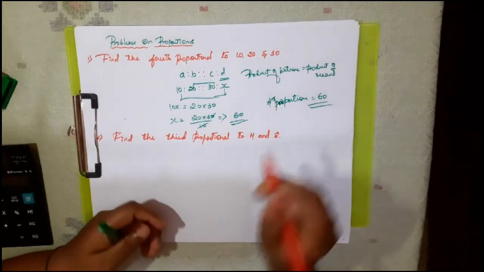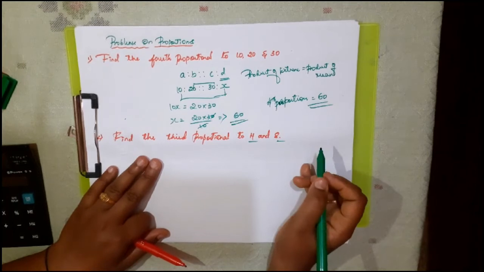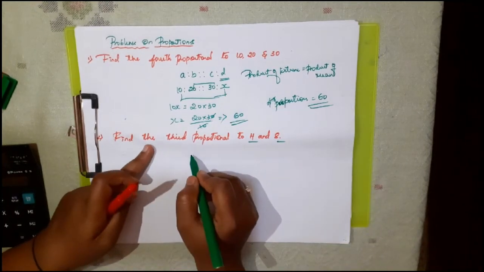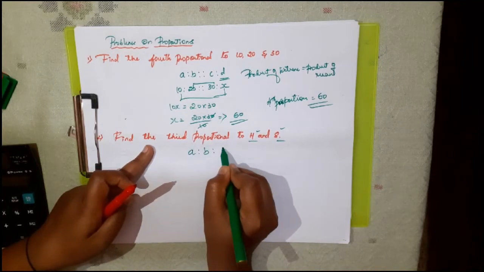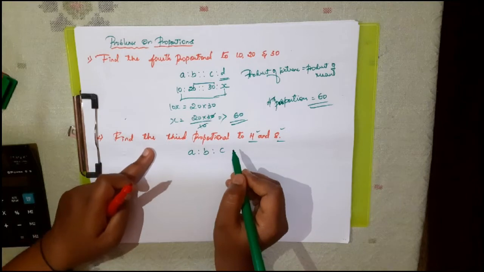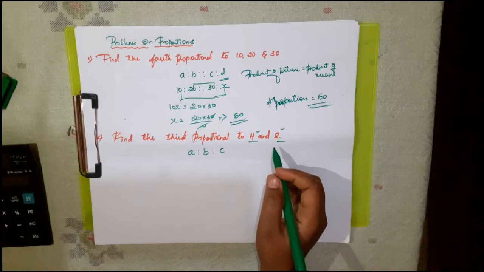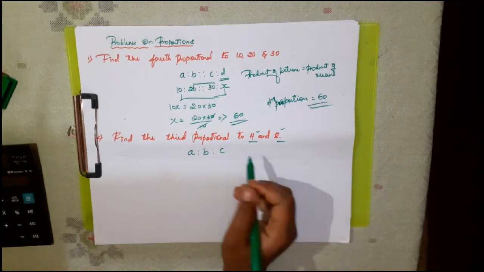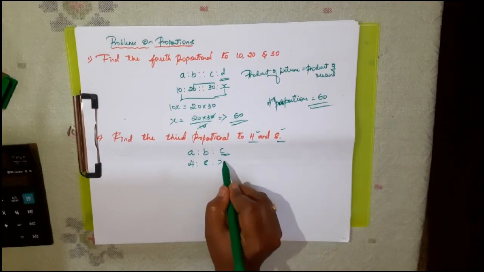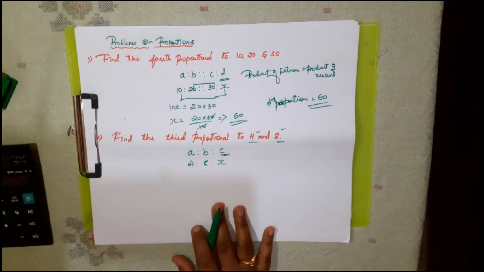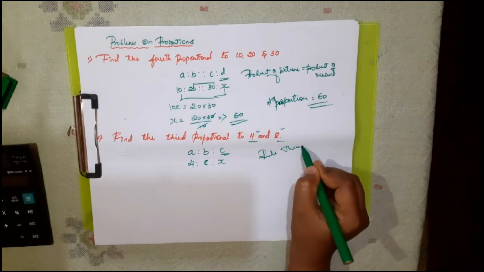Then the next question is finding the third proportion to 4 and 8. See, if it is a third proportion and the given information is only two terms, then we consider A, B, C only. Here they are asking us to find the third proportion. This is a continued proportion. So A value is 4, B value is 8, third proportion means C, that we don't know, assume it as X. See, this is based on the calculation of rule 3. Rule 3 I have explained, right?